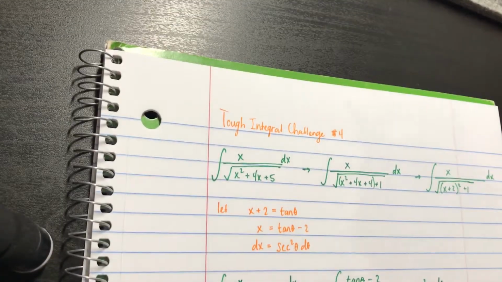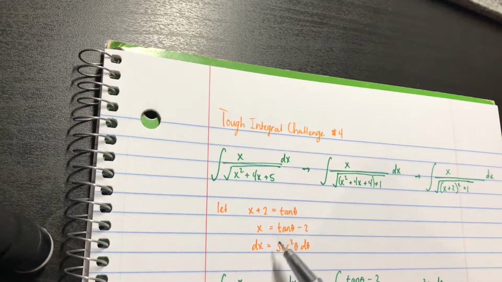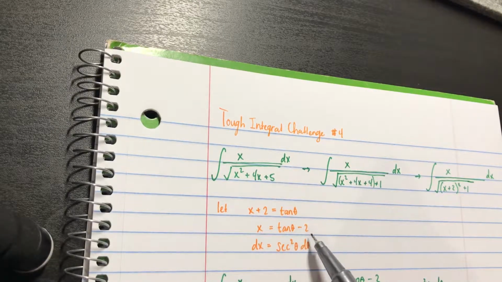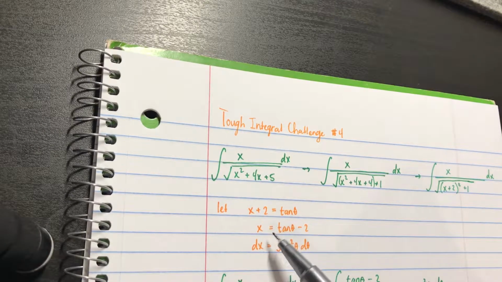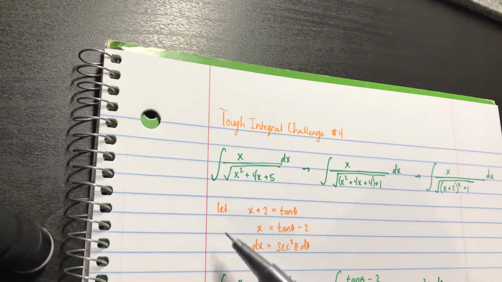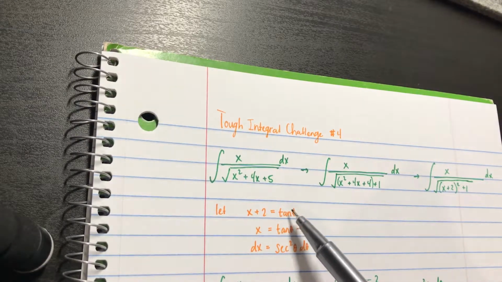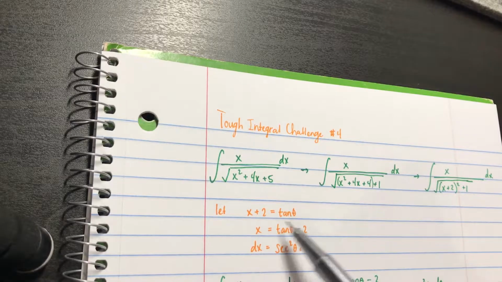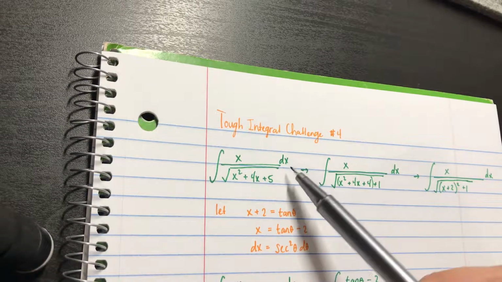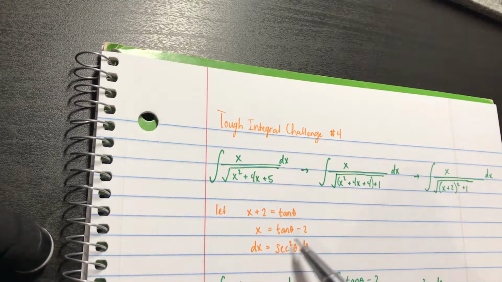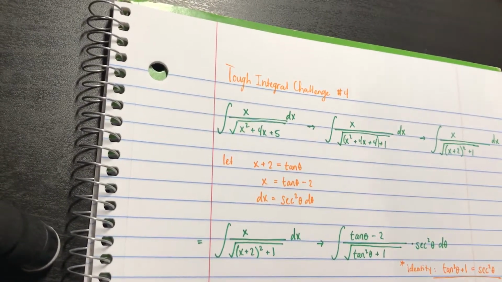I'm going to let x plus 2 equal tan theta, which means that our x is equal to tan theta minus 2, and when we take the derivative of x, we're left with secant squared theta d theta. Now, in order to complete the trig substitution, wherever I see values of x, I have to plug in the assigned value of tan theta minus 2, and wherever I see dx, I have to put secant squared theta d theta, so that now everything is in terms of theta, and I can continue to solve the integral.